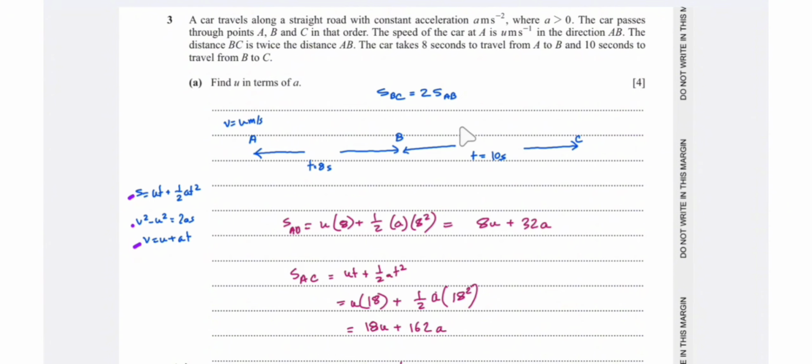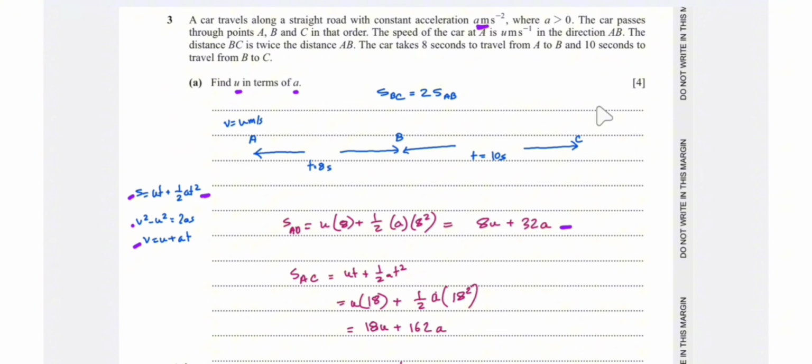We are given the value of distance and we need to find u. We know the value of A, so we can use the expression s = ut + ½at² for distance AB. The time from A to B is 8 seconds, and the acceleration is A, so distance AB is ut + ½A t², with t = 8. This is the distance AB. Now for distance BC.